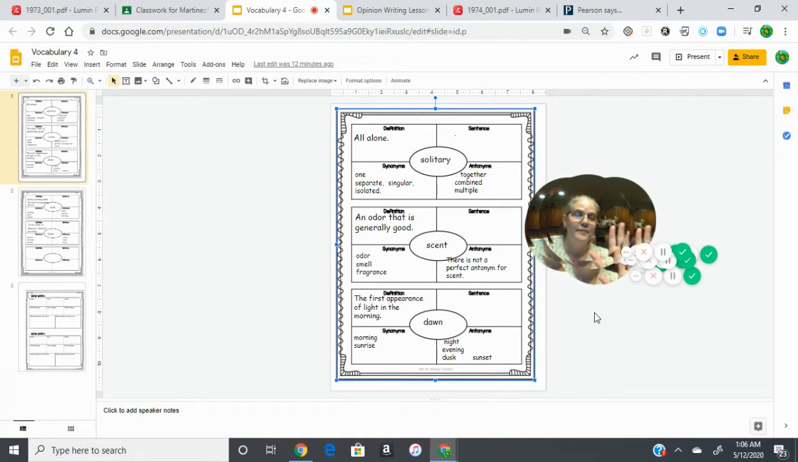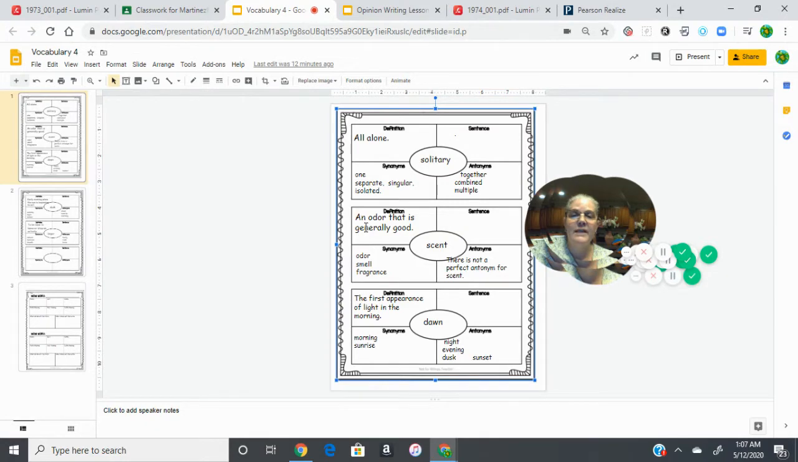Okay, please excuse that. All right, so solitary, it means to be all alone. So synonyms would be one, separate, singular, isolated. The opposite or the antonym of solitary is together, combined, or multiple.